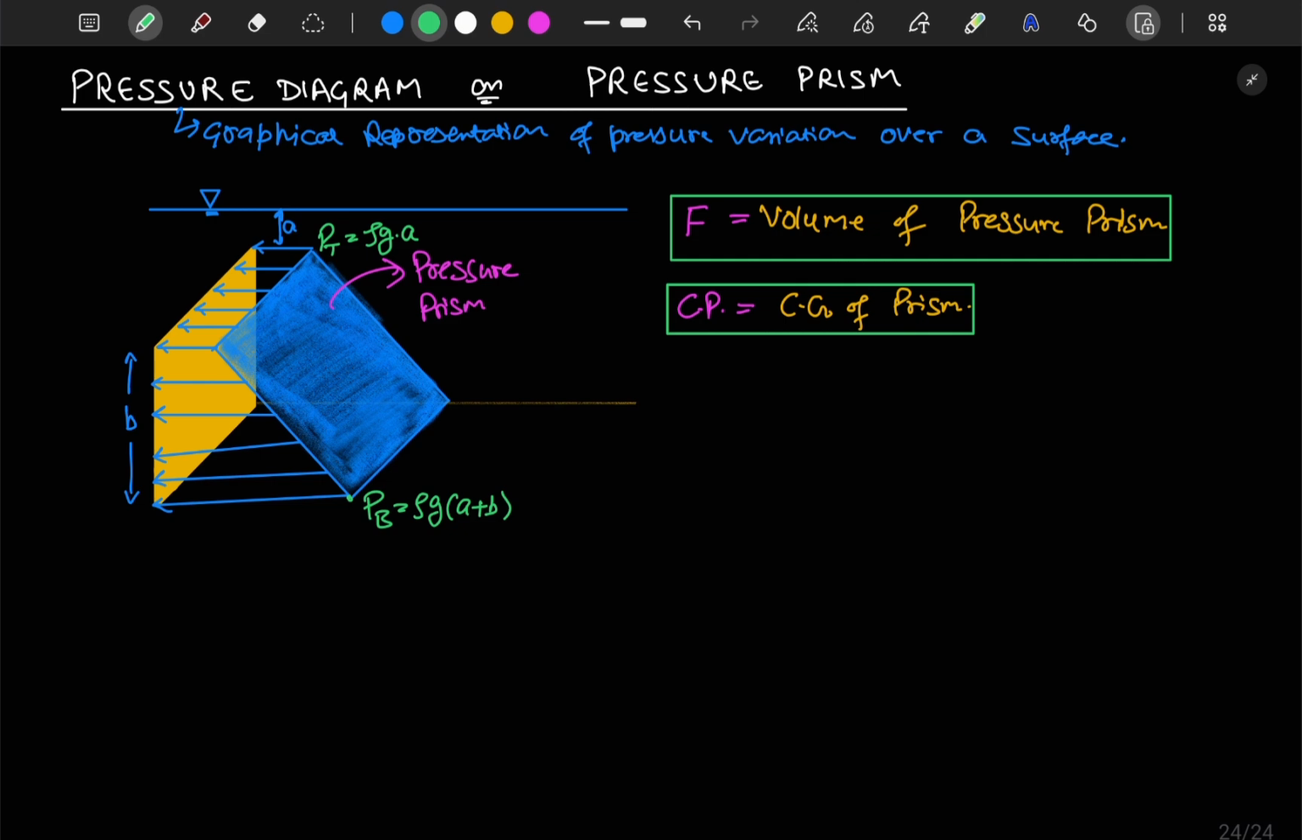We generally use this concept when the figure is rectangular. In the case of a circular plate, a prism over a circular base makes the volume calculation difficult, so we don't use the pressure prism concept for circular or triangular bases. We use it for rectangular bases only, because the volume calculation becomes easy: it is the area of the trapezium on this face times this dimension, which gives the volume of the prism.